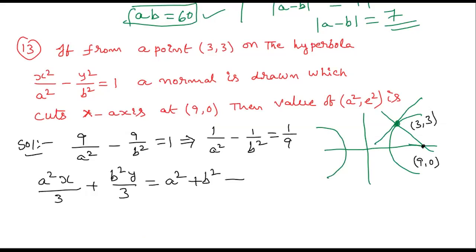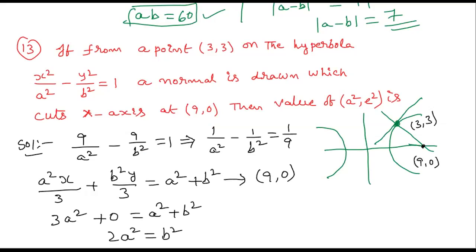And the normal is passing through (9, 0). Substitute 9 by 3, here we get 3a square. This is completely 0, that is equal to a square plus b square. And a square on the left hand side, 2a square is equal to b square, or 1 by a square is equal to 2 by b square. See, one calculation, 2 by b square.